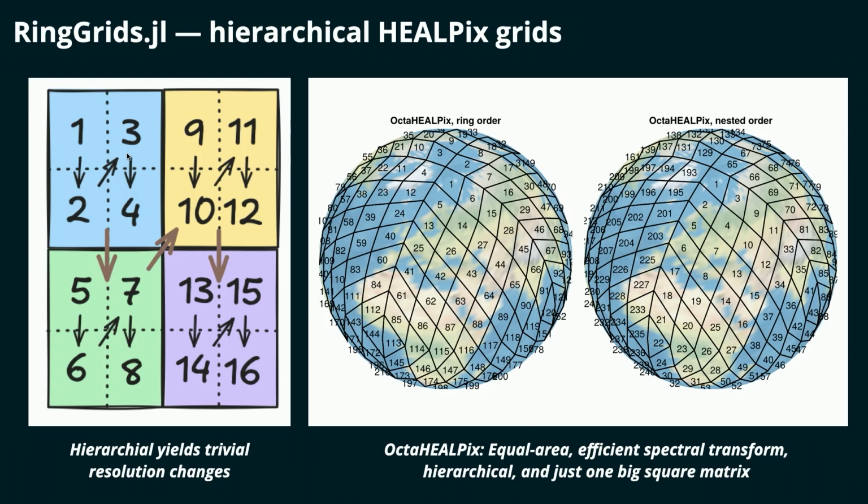Or you just have to duplicate them 4 times, and then you go to twice higher resolution or twice lower resolution. Therefore, I hope that at some point the octahedral HEALPix might be something really nice, where we have basically equal area, very efficient spectral transform, hierarchical, and everything is just one big square matrix in one go. Simona always complains that these are not orthogonal grids, but that's some detail. Definitely we've been working on some of these things because we use them to represent our data inside Speedy Weather.